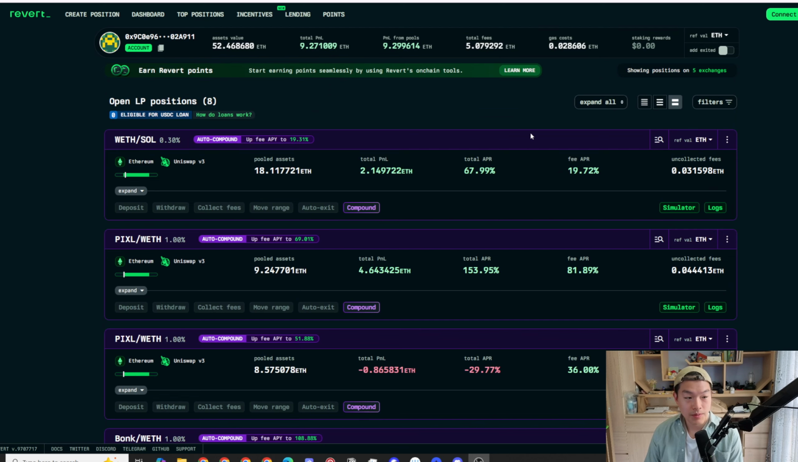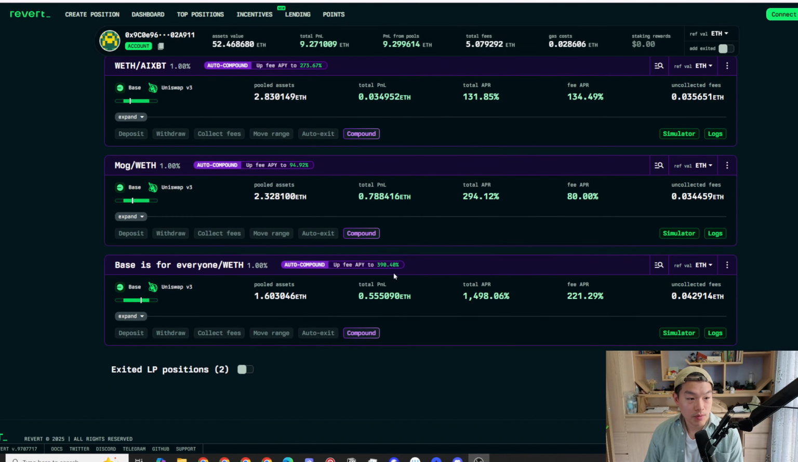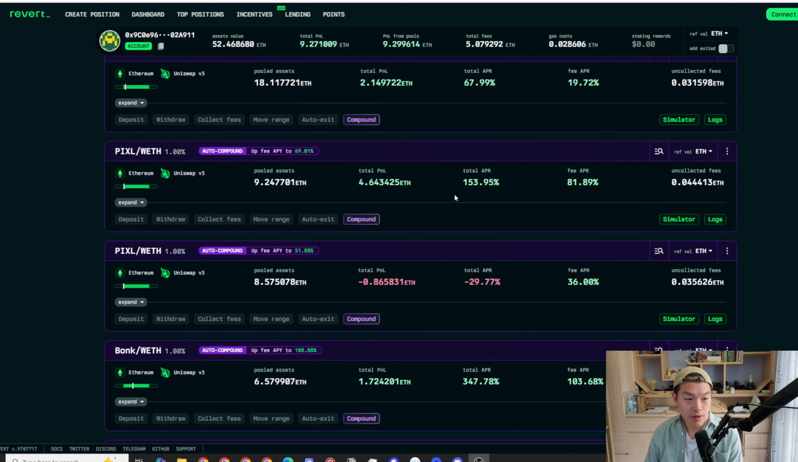You can see I'm sitting at a nice profit on most of my pools. I'm still trying to turn around some of my pools, like this one, for example, the Base is for Everyone token. It's recently making a little bit of a comeback. I'm still down on this, but most positions are sitting in nice profit so far.